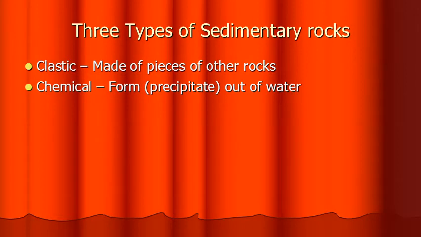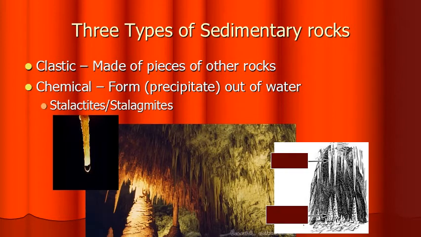The second type is going to be called a chemical sedimentary rock, and these form, or what we call precipitate, out of water. This is very similar to what we were doing with our salt crystals. It's basically sediment that is dissolved in water, and that water starts to evaporate, and then it forms rocks out of that. One really good example of this are stalactites and stalagmites.